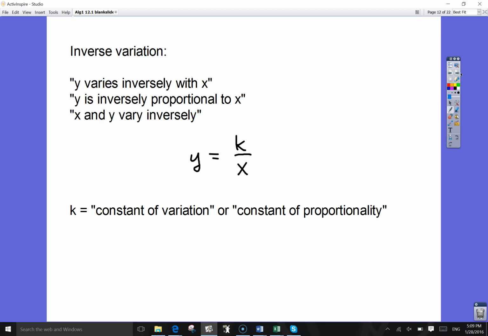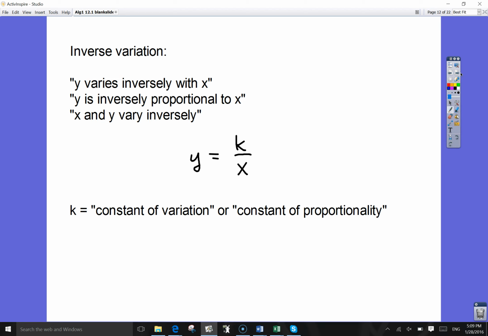Okay, now we can move on to inverse variation. Now what we did with direct variation, that came from chapter 4. We had actually talked about that concept, direct variation, before when we did chapter 4. This we didn't. This comes from chapter 12, I believe.